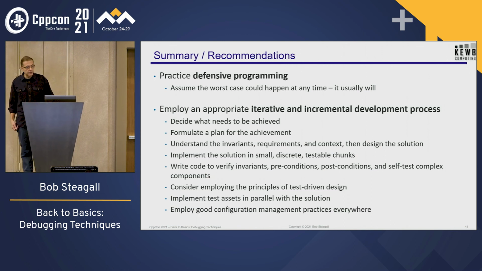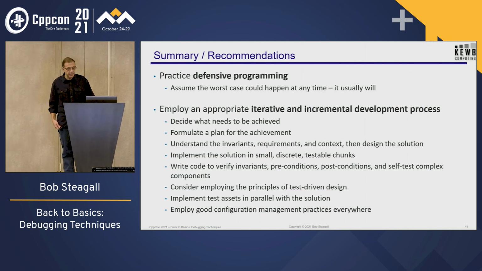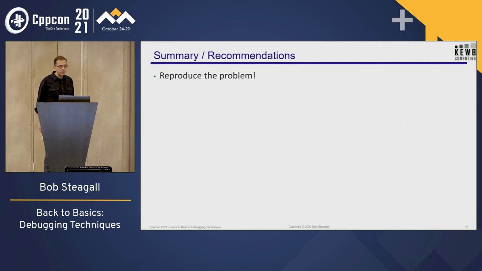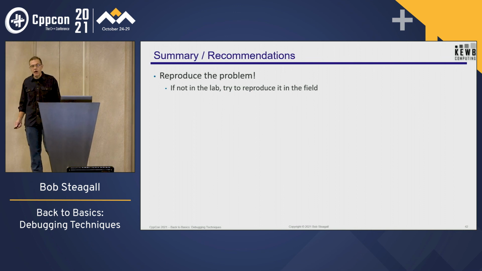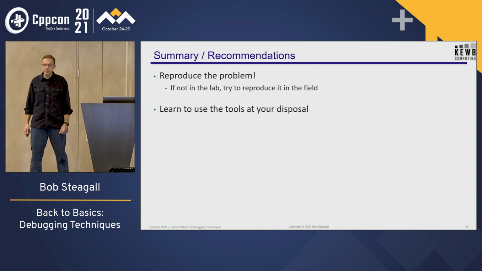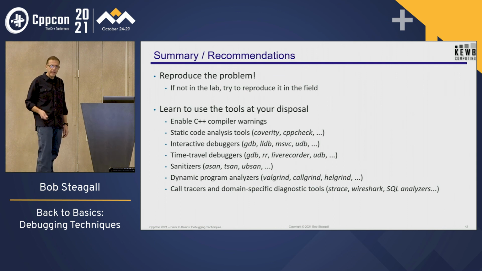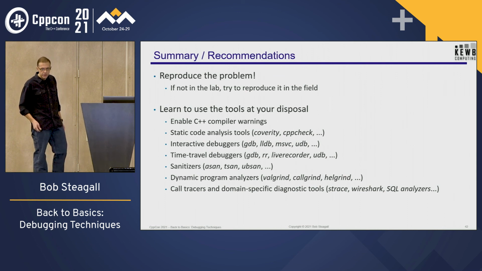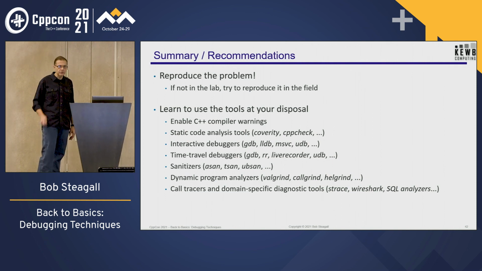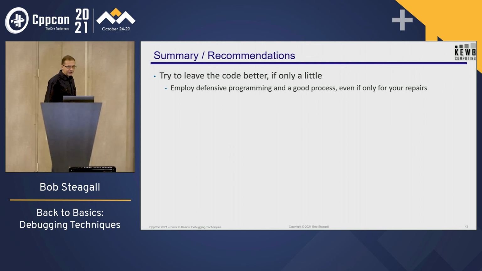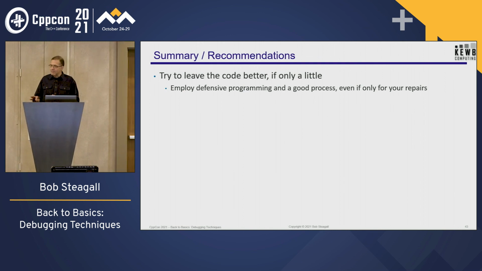Remember, the idea here is not to become an expert at debugging. The focus should be on getting better at writing code that's mostly free of defects from the outset. Reproduce the problem. If not in the lab, try to reproduce it in the field if you can. Learn to use all of these great tools that we have available to us. You should have many tools in your tool chest, not just one. Try to leave the code better if you can. Try to make the world a nicer place, right?